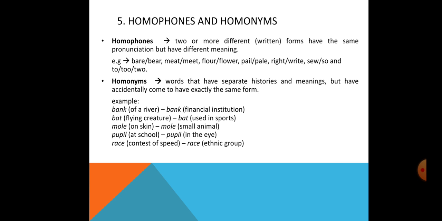And then you have homophones and homonyms. Homophone, dari kata phone artinya suara ya. So two or more different written forms have the same pronunciation but have different meanings. Jadi homophone sama suaranya, beda maknanya. For example, bear and bare, meat, daging, and meet, bertemu, flower and flour. Jadi pronunciation-nya sama tetapi written form-nya atau spelling-nya berbeda dan maknanya berbeda.